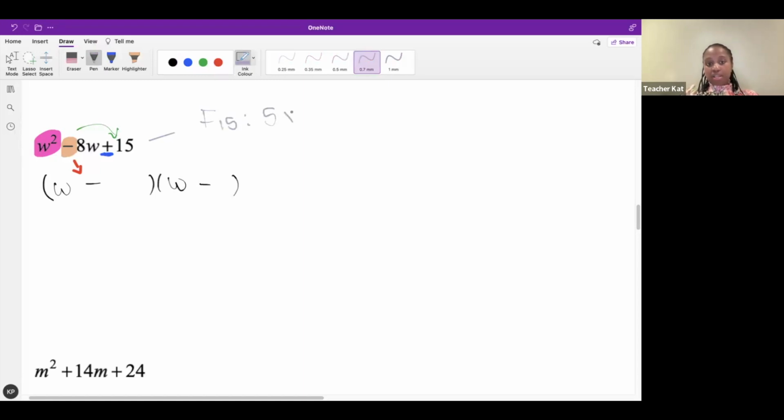Okay, 5 times 3. Others. Oh, we stopped at 5 and 3 because we already knew it's going to give us negative 8. Right? Do you guys see that? They're both negative. So negative 5 minus 3 gives us what? Negative 5 minus 3 gives us negative 8. Does that mean they are our correct factors? Yes. So then I have a negative 5 and a negative 3.